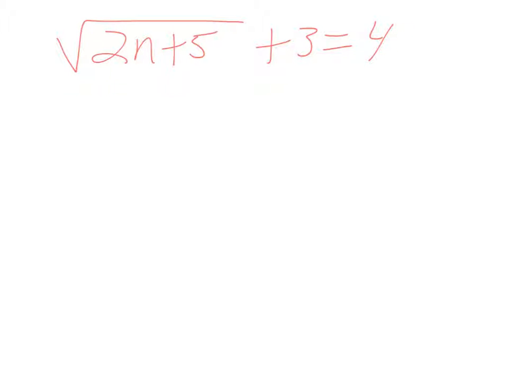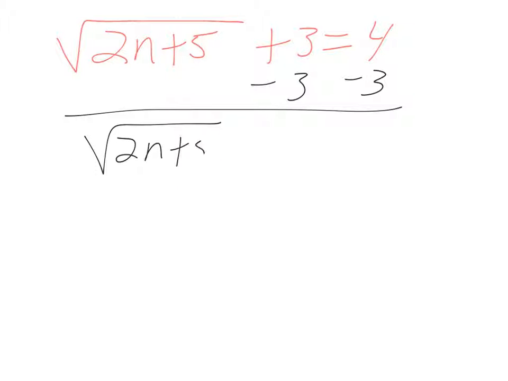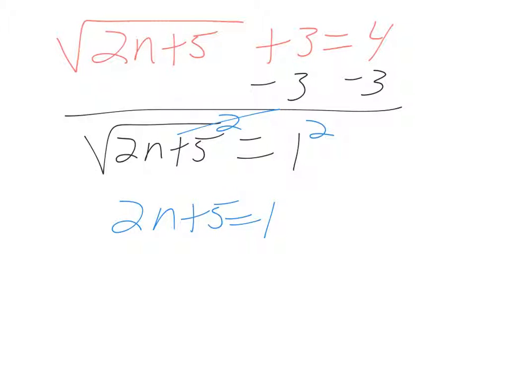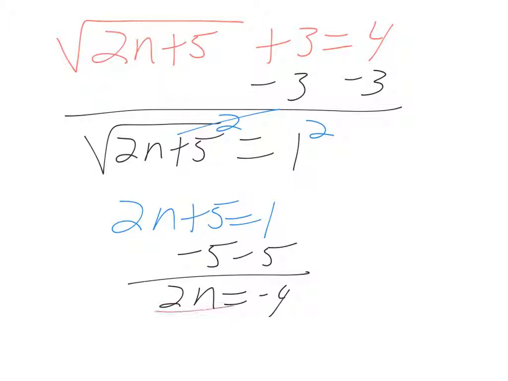Alright, let's try another one of these here. So we have the square root of 2n plus 5, plus 3 is on the outside, so we've already done one of these. So this is just another example, just to give you some practice here. So minus 3, so square root of 2n plus 5 equals 1. And then we're going to square it. So 2n plus 5 equals 1. Minus 5, 2n equals negative 4. And then divide by 2, so n equals negative 2.